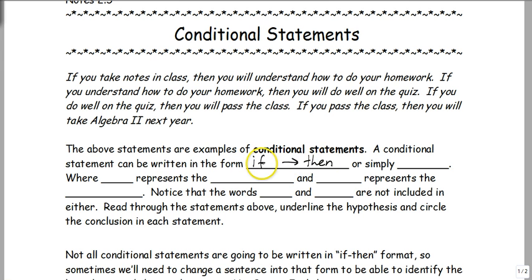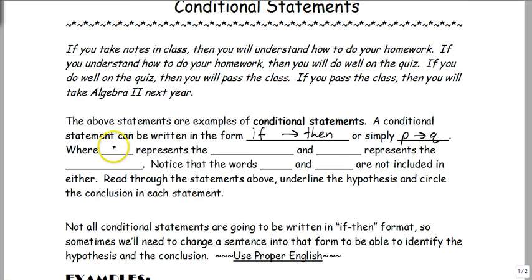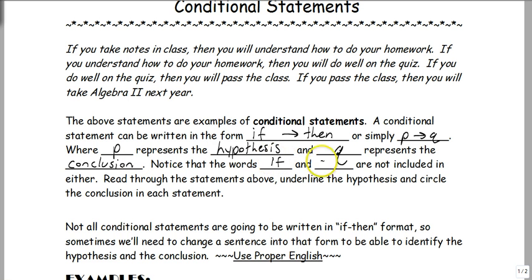I'm just using arrows to show that the first one's the if and the second one is the then. Or simply P goes to Q. P represents the hypothesis, and Q represents the conclusion. Notice that the words if and then are not included in either.